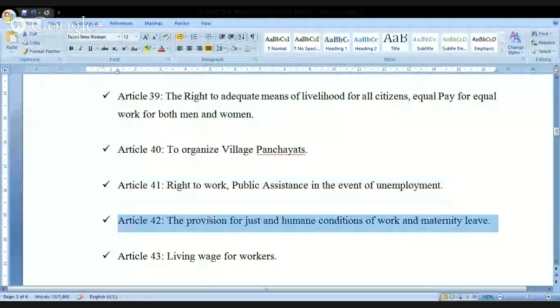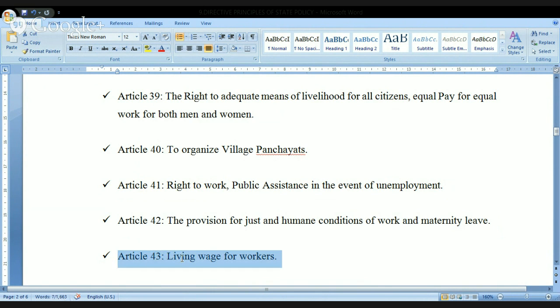Next one, Article 42 of the Indian Constitution. The provision for just and humane conditions of work and maternity leave. So at every working place, there should be comfortable and humane conditions of work. At the same time, maternity leave should be provided. In every organization today, there is a facility for women and they can avail the maternity leave. A few days before the delivery of the baby and after the delivery of the baby also, they can avail this particular leave. Meaning certain concepts are being implemented by the state from day number 1.